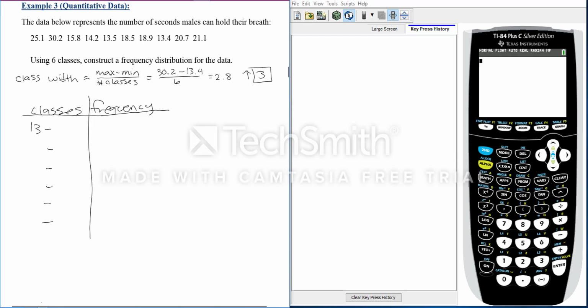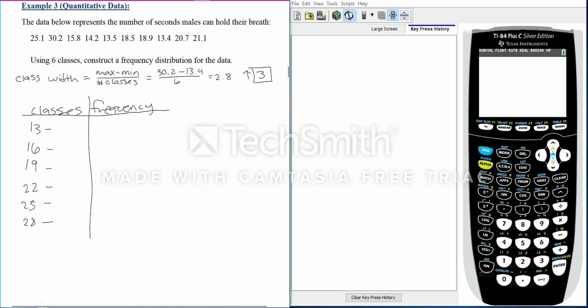So the second lower class limit is going to be 13 plus a 3, that gives me 16. Then you take 16 plus a 3, that gives me 19. 19 plus a 3 is 22. 22 plus 3, 25. And then 25 plus a 3 is going to give you 28.